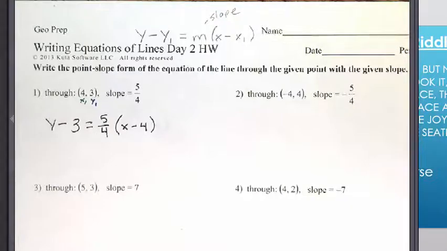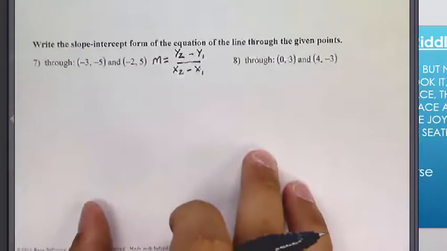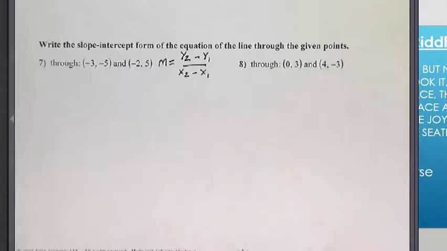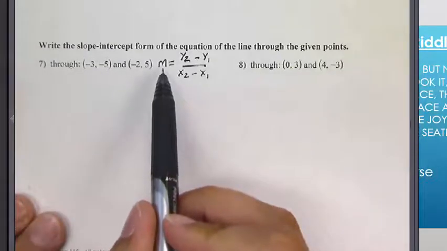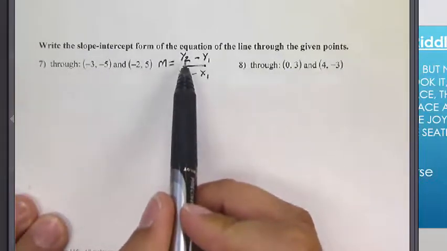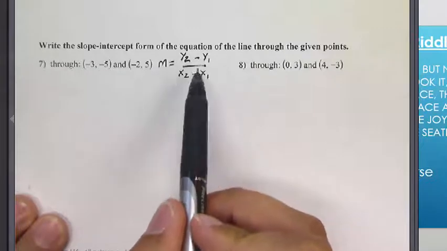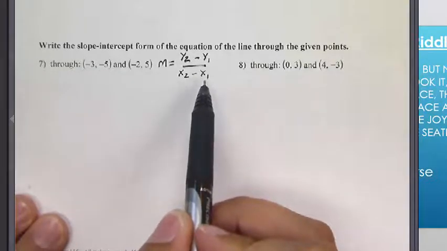All right, but when we come down to question number 7, it asks to write the slope-intercept form of the equation with a line through the given points. This is different. We're trying to find the slope. Okay, in order to find the slope, we take this formula. M equals y2 minus y1 over x2 minus x1.